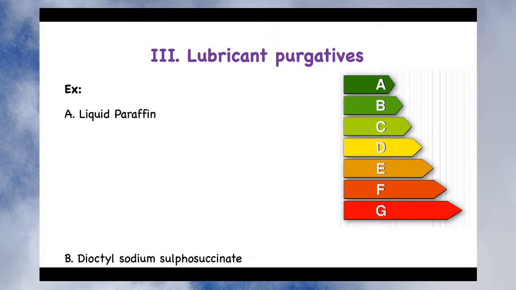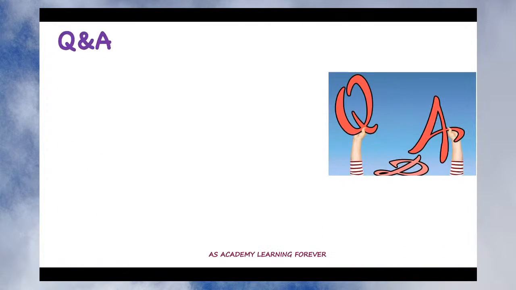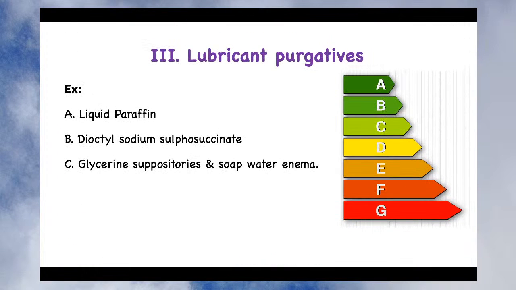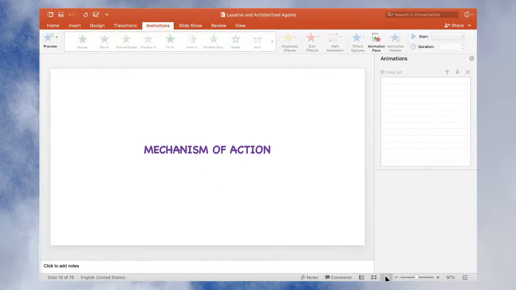So the examples are liquid paraffin, dioctyl sodium sulfosuccinate, glycerin suppositories, and soap water enema. These all have the lubricant action, which is responsible for producing purgative action on your GI tract. In the next slide, we'll see the mechanism of action of these three classes of purgative drugs.